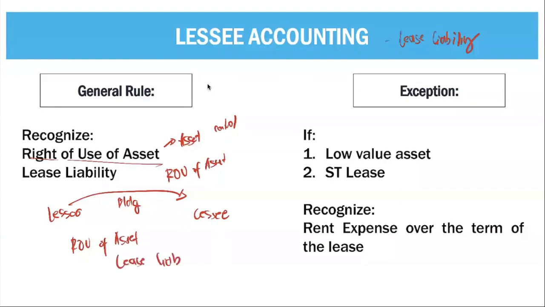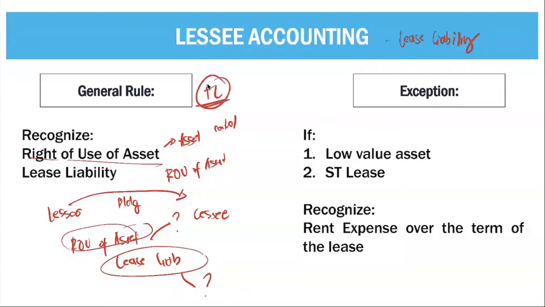Now, the question is, what are the items of your right-of-use asset and what are the items of your lease liability? What composes your right-of-use asset and what composes your lease liability? Later, we will discuss what are those items. Now, as an exception to that rule, as we said, your lessee accounting should normally account for it as a finance lease. But the exception is that you can recognize an operating lease if the lease asset is, first, a low value asset, such that it is of a small amount and it is immaterial.